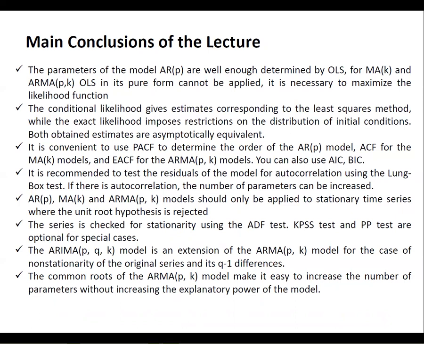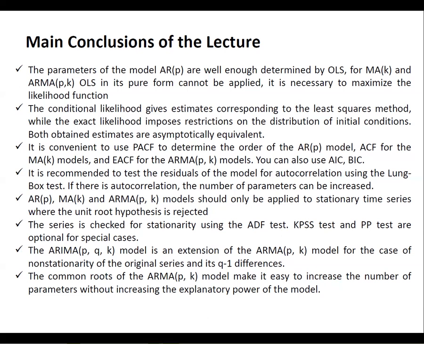But for moving average and ARMA models, the least squares method cannot be applied in its pure form. The likelihood function is maximized with the representation of the MA and ARMA process in the form of an infinite-order process through a polynomial of the shift operator. We also talked about conditional likelihood and exact likelihood, and that these two obtained estimates are asymptotically equivalent.